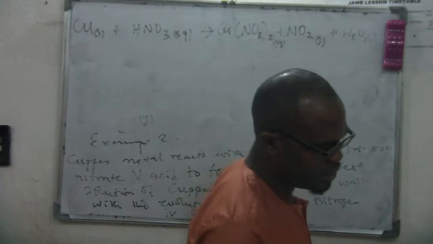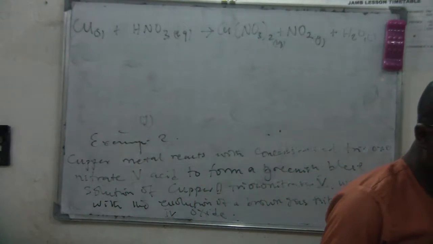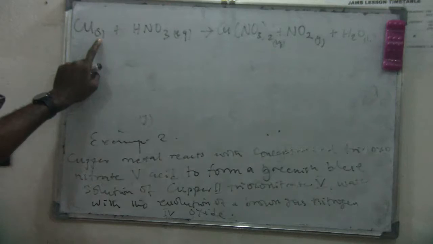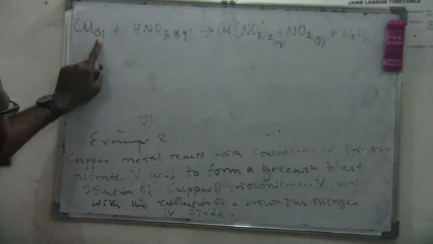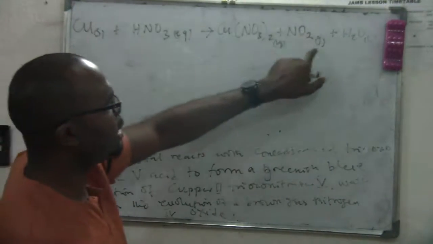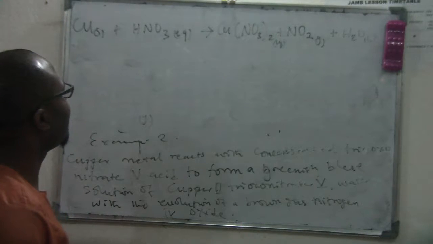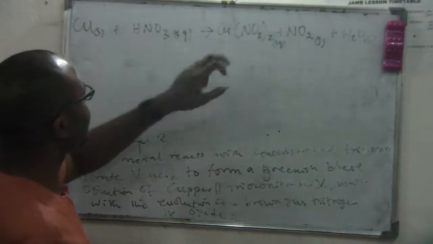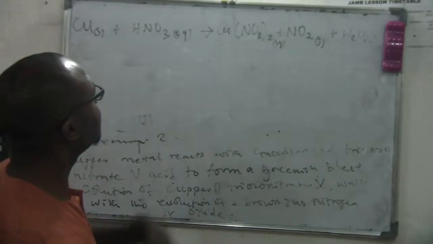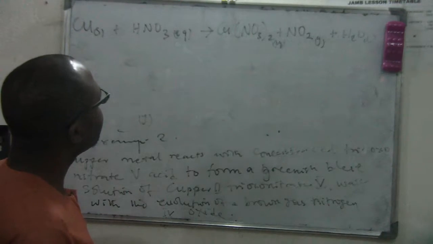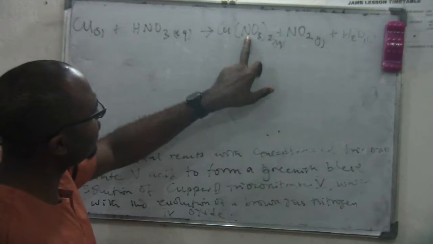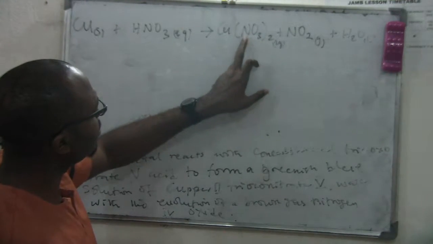So how can we balance this equation? Can we balance this equation? This S stands for solid, AQ stands for aqueous. So this is gas, this is liquid. How do we balance this? Is it balanced? Copper is 1 here, so it's okay. Hydrogen is 1 here, is 2 here, which is wrong. N is 1 here, and how many here? 1.